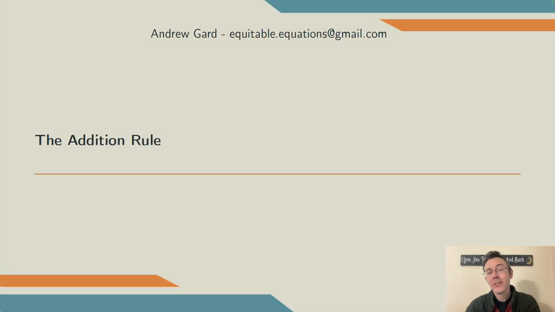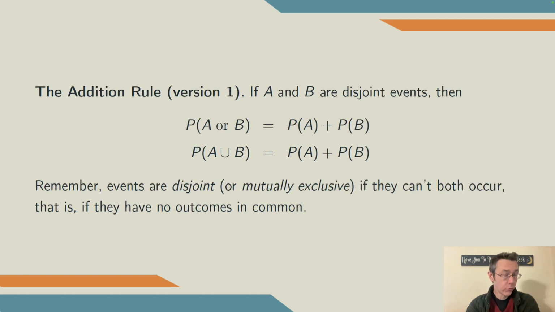Hey everybody. Today we're talking about the addition rule for probabilities. There's two versions of it that we're going to talk about, a simple one and a slightly more complicated one. The simpler version goes like this. If A and B are disjoint events, so ones that don't overlap, they have no outcomes in common, they're mutually exclusive, then the probability of A or B is just the sum of the individual probabilities of A and B.